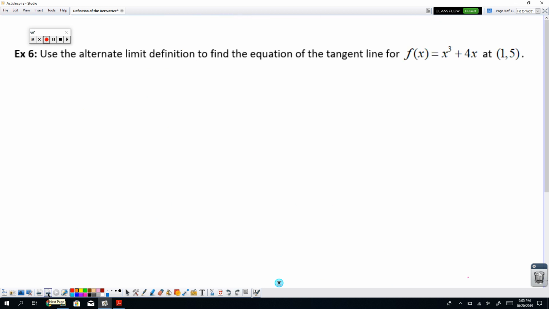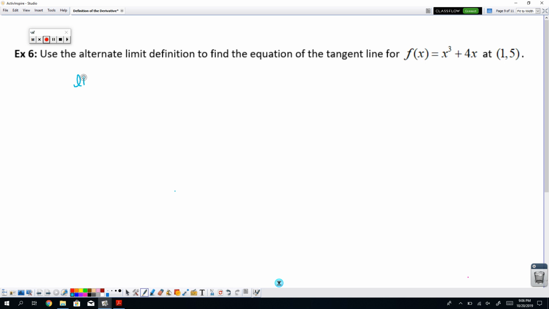Okay? So this one says use the alternate limit definition to find the equation of the tangent line. So, there are two ways that we can do this. So we have two alternate definitions, and I'm going to show you both. And I'll tell you why one might work better than the other one. So I told you my favorite one. My favorite one looks like this.